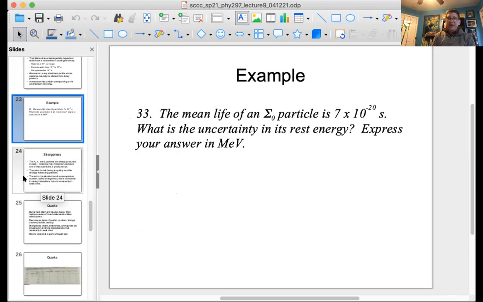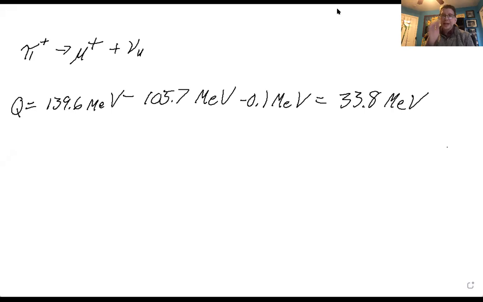So the mean life of a sigma zero particle is 7 times 10 to the negative 20 seconds. What is the uncertainty in its rest energy? So again, from Heisenberg's uncertainty principle, just like delta X delta P is equal to or greater than H bar, delta E delta T is also equal to or greater than H bar. And so we want to find the uncertainty in its rest energy if we know the lifetime. So delta E becomes H bar over delta T.